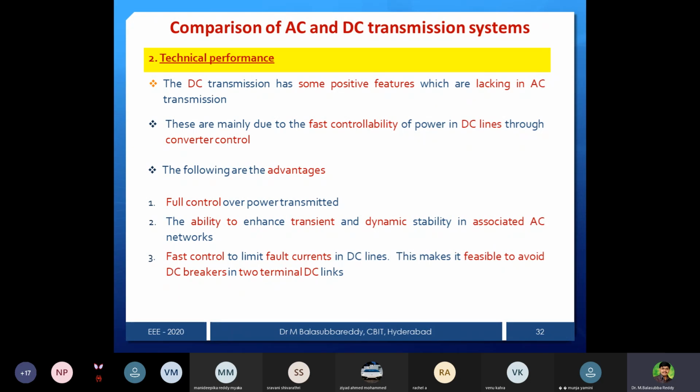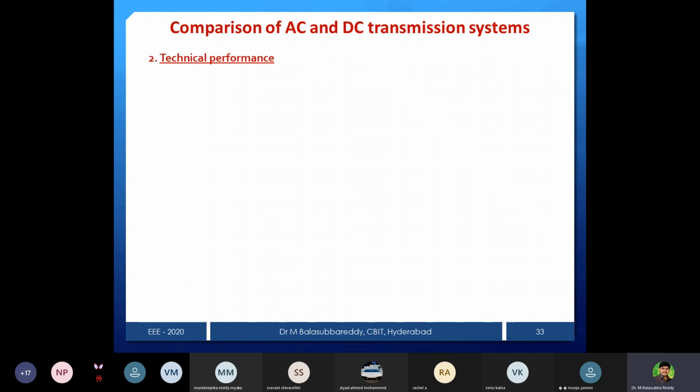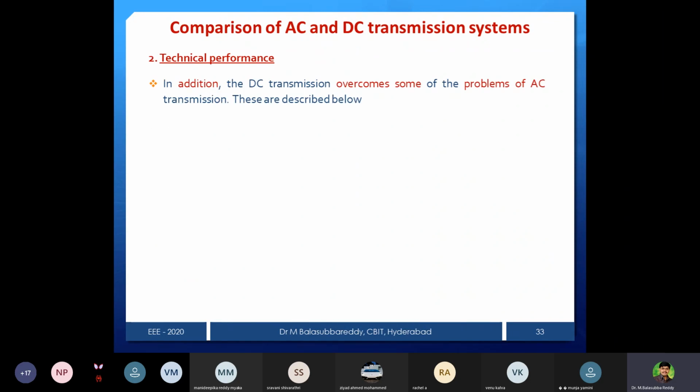Then automatically DC circuit breakers, two-terminal circuit breakers, when you compare them, as I already mentioned in the introduction, are comparatively cheaper than AC circuit breakers. So that cost is also going to be minimized. And in addition, DC transmission overcomes some of the problems of AC transmission. They are described. One is stability limits.